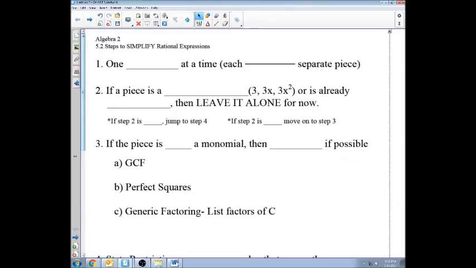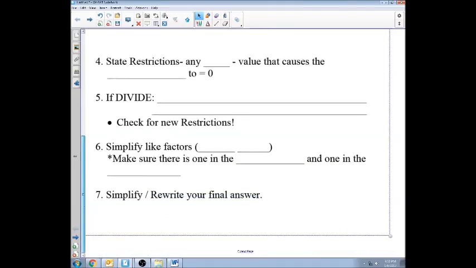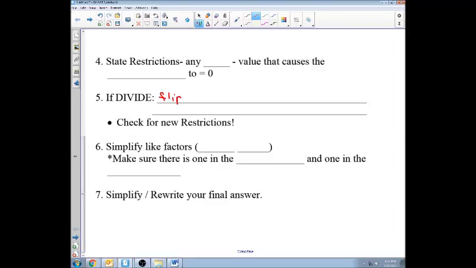steps to simplifying rational expressions, I told you to go ahead and skip step 5. Well, now we're going to go ahead and fill out step 5. Okay? If we have a division problem, what we're going to do is flip the second fraction and change the sign to multiplication.